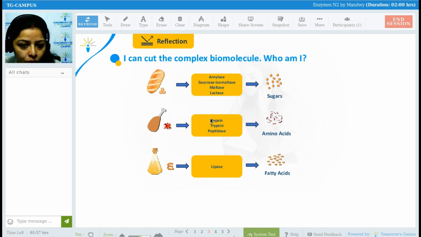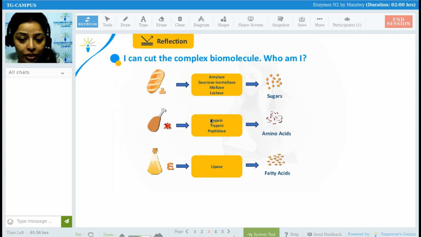Amylase, sucrase, isomaltase, maltase, lactase, all these things can digest this complex molecule present in the bread into the simple sugar, glucose. What is that substance? These are the enzymes. Exactly, enzymes. Enzymes have the ability to catalyze the reactions, and to digest or convert the complex molecule into the simpler form, right?